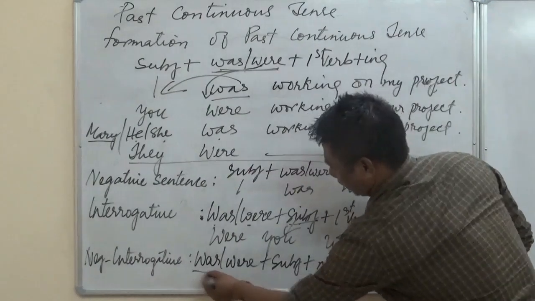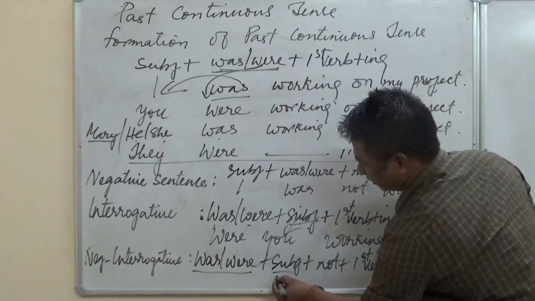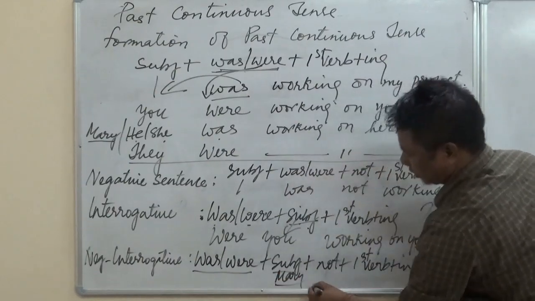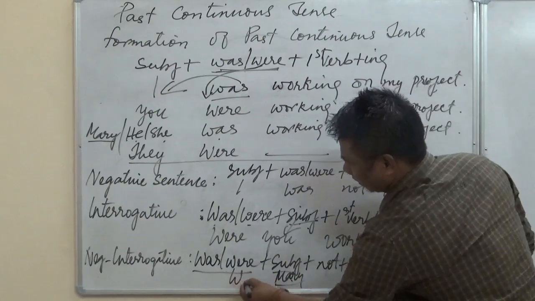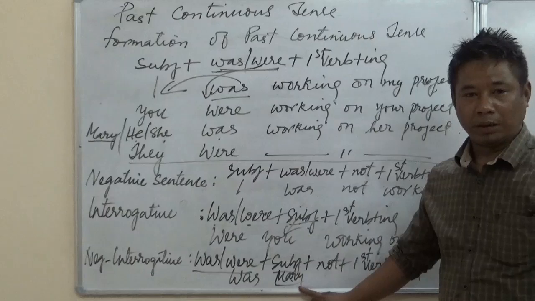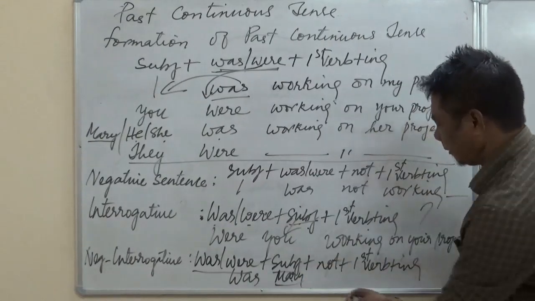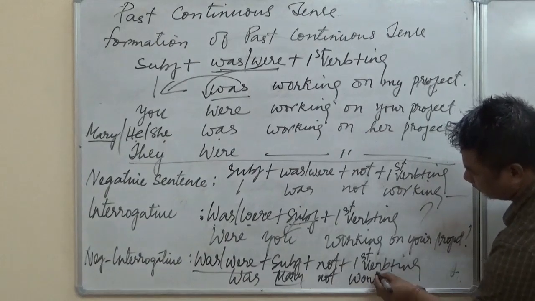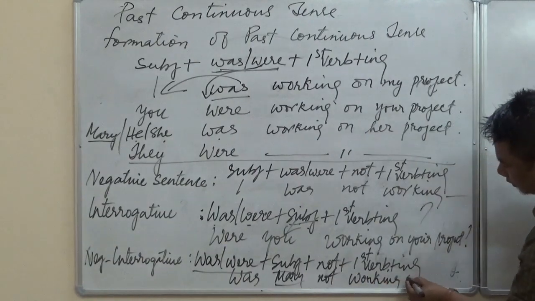So, if the subject is, let's say, Mary, here you keep Mary. Since it is singular, you have to choose was. Was Mary not working on her project?